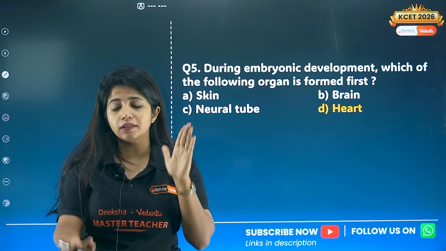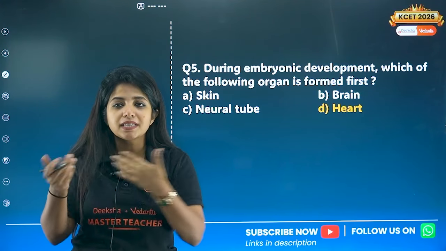Next, during the embryonic development, which of the following organs is formed first? So, when we die, the first thing that we see is pulse rate. Which is why it means our heart is working or not.